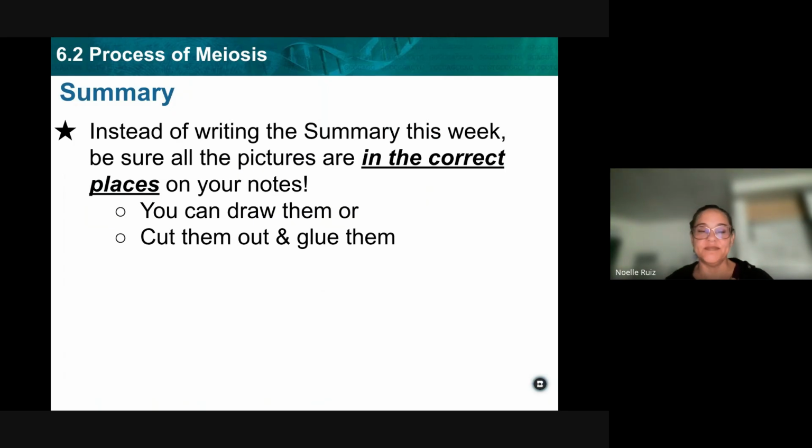And that is all. So instead of writing the summary this week, you need to make sure you have the pictures in the correct places. They're all the exact same pictures I gave you. You can draw them or cut them out and glue them from that document if you want. Either way works.